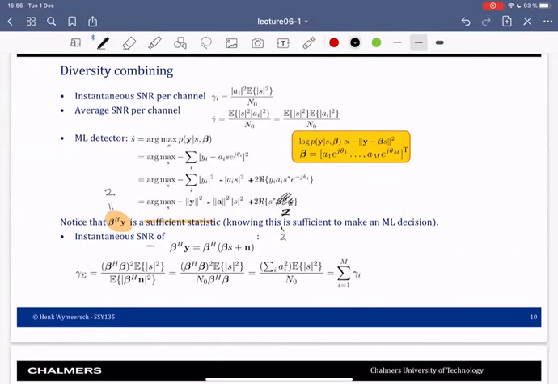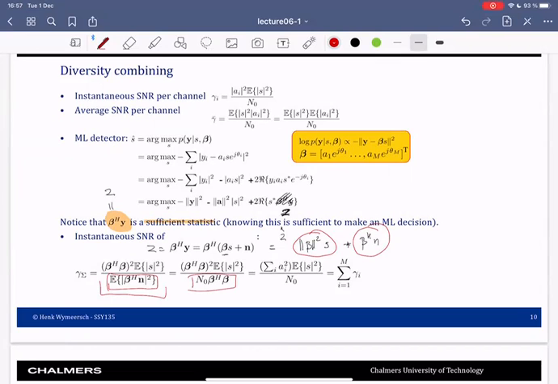Right, so now this z here, this complex number, I can expand this because I know that y is beta times s plus noise. Okay, so then this z is equal to the norm of beta squared times s plus beta Hermitian times the noise. And now again, I can compute the SNR. So I can compute the power of this squared divided by the power of this one squared. So that's this first expression. This is the instantaneous SNR. I can then expand this thing here, which will give me this expression.